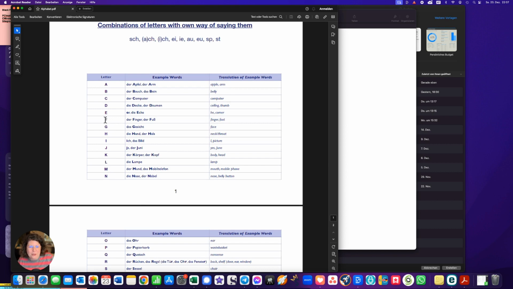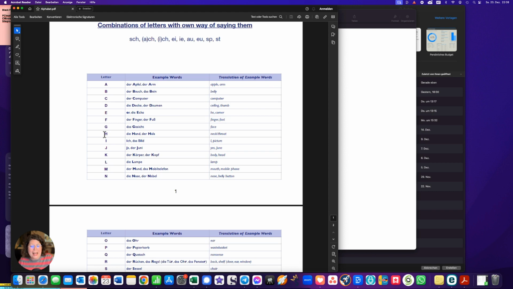Good. F. That's the next letter, F. That's pretty much like in English. Like in der Finger, which is a finger. Oder der Fuß, which is a foot. G. Like das Gesicht, the face. Or another example would be gut, which means good. Gut.